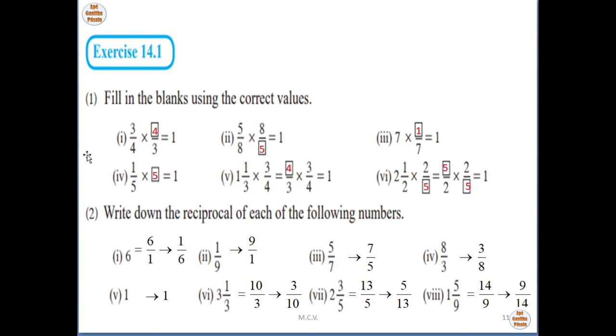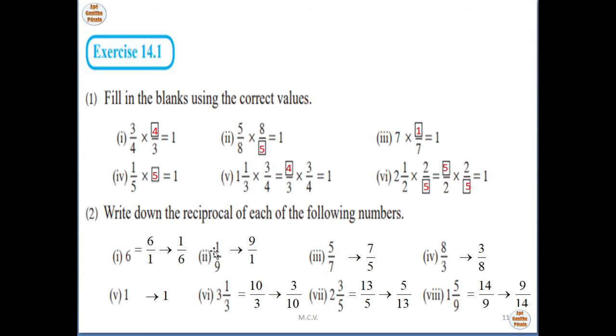Here 3 over 4. What is the reciprocal of 3 over 4? 4 over 3. 3 over 4 into 4 over 3, the answer is 1. So the blank should be 4. Then next one, 5 over 8. What is the reciprocal of 5 over 8? 8 over 5. Then the blank cage should be 5. The reciprocal of a whole number is a unit fraction. So the reciprocal of 7 is 1 over 7. 7 into 1 over 7 is 1.